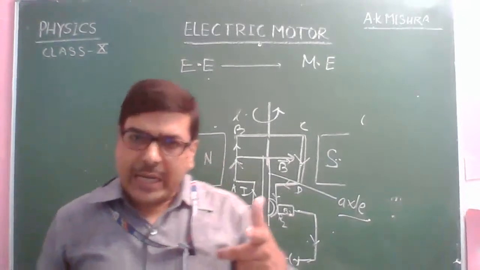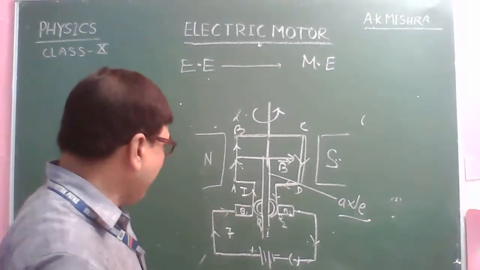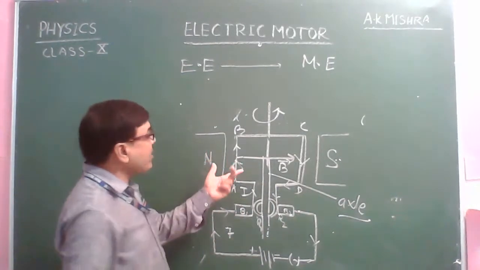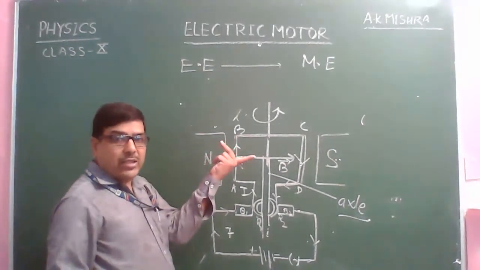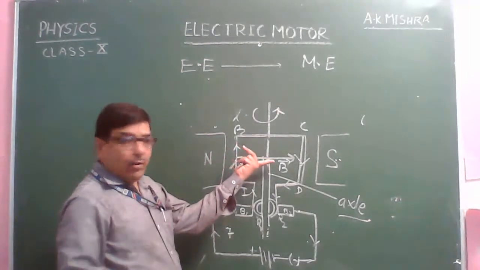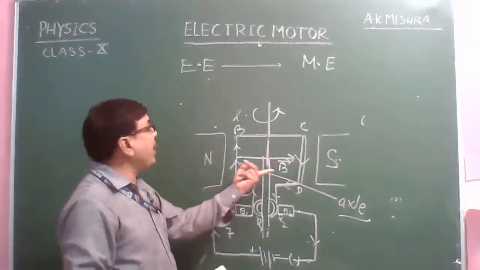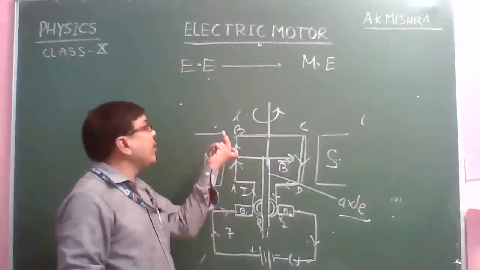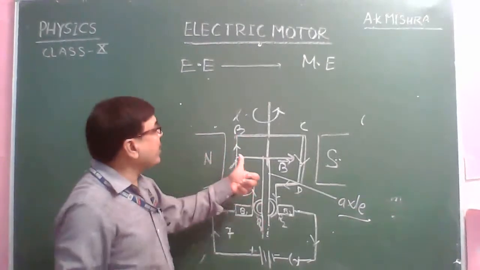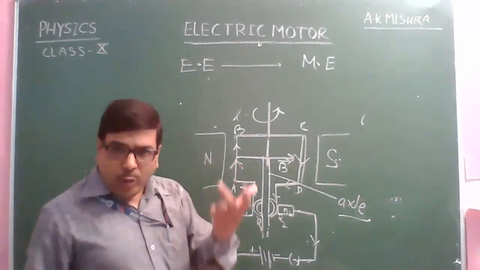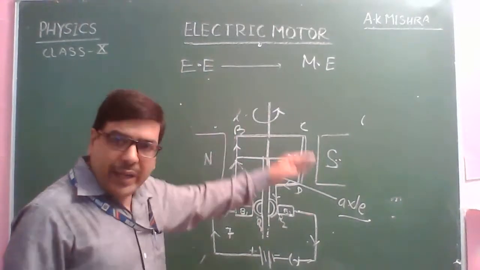Now, we will apply the left hand rule. Fleming's left hand rule we will discuss after that. So Fleming's left hand rule: the forefinger is along the direction of the field, north to south field movement. The middle finger is along the direction of current. Then the thumb represents the direction of force acting on the current carrying conductor placed in the magnetic field.